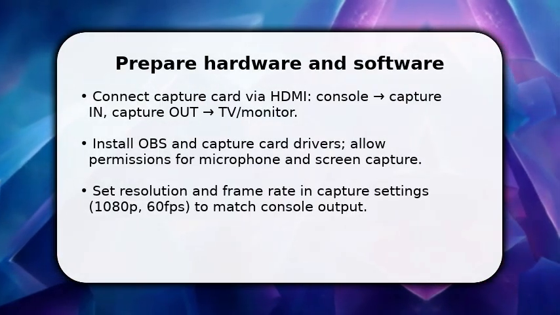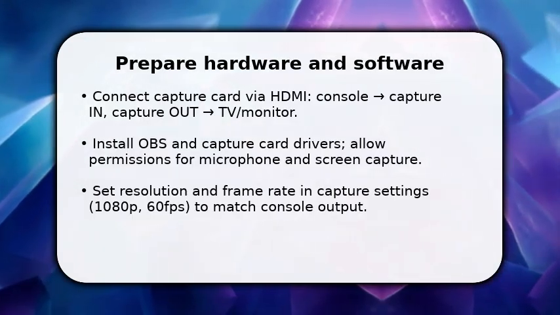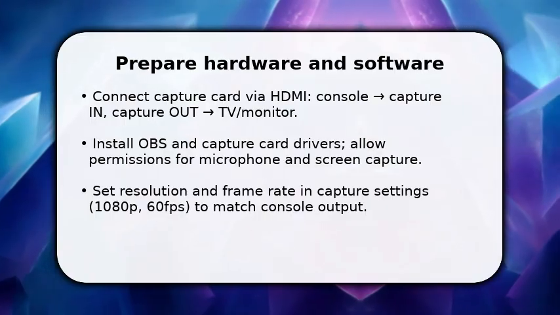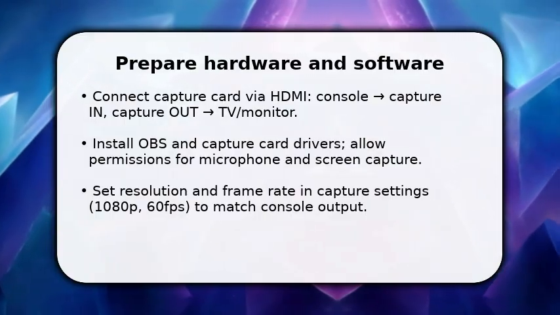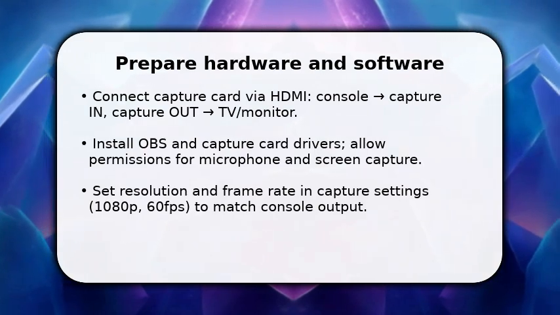Next, set the capture source resolution and frame rate to match the console output. For example, 1080p at 60 FPS. This prevents scaling artifacts and dropped frames, so your recording looks and feels like the original gameplay.